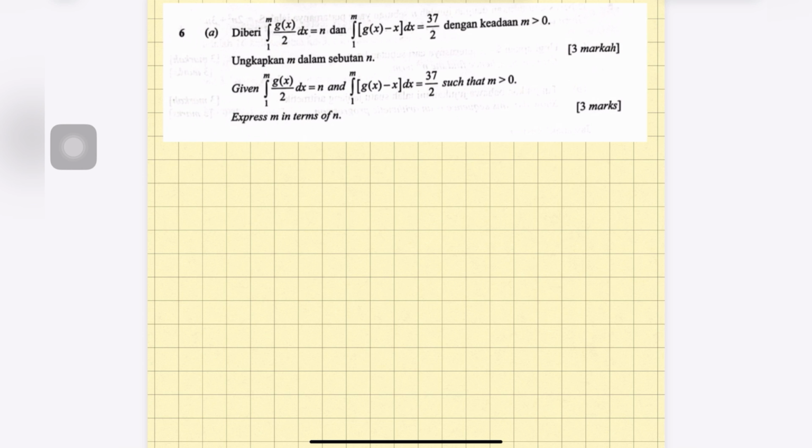6a, given integration from 1 to m of g(x) over 2 dx equals n, and integration from 1 to m of g(x) minus x dx equals 37 over 2, such that m is more than 0.